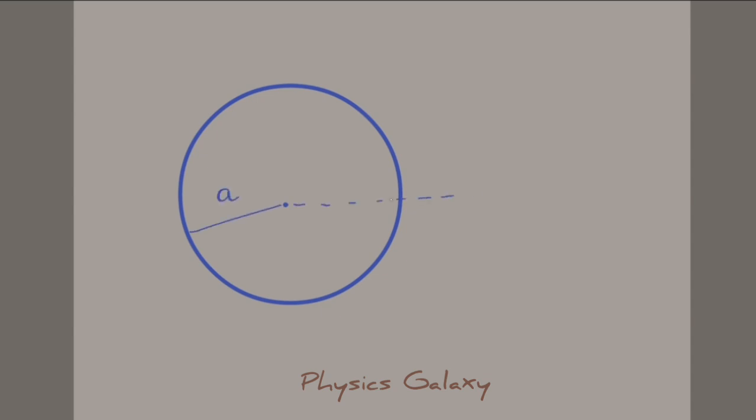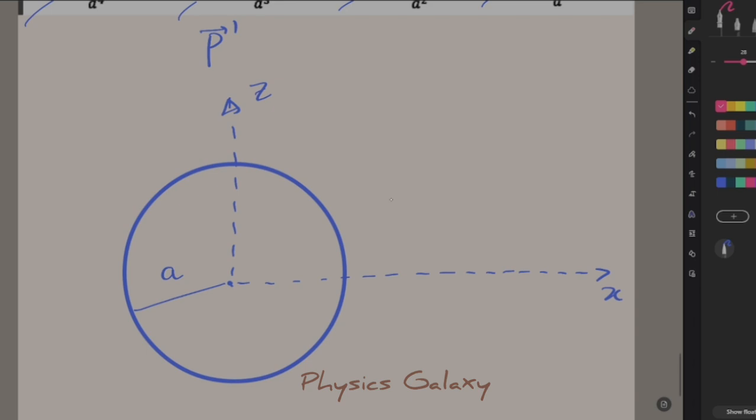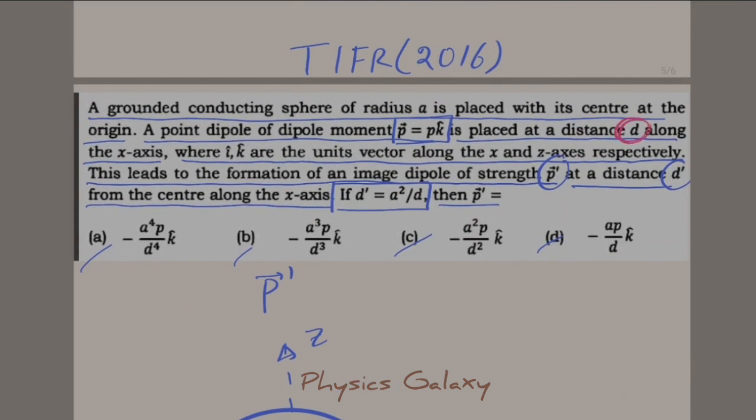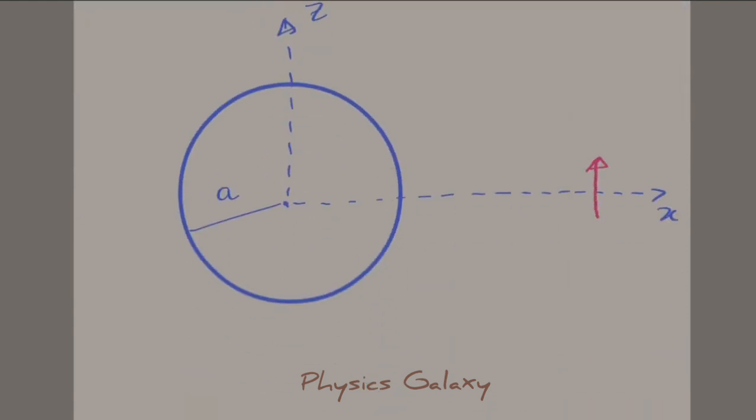We have a conducting sphere, and there are axes. So let me draw the axes. This is the origin, the radius is a, and this is my x-axis, and suppose this is my z-axis. And a dipole is placed at a distance of d, and it is given by p times k cap. So this is my dipole, p equals p times k cap.